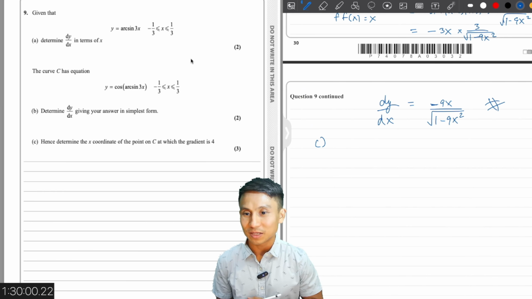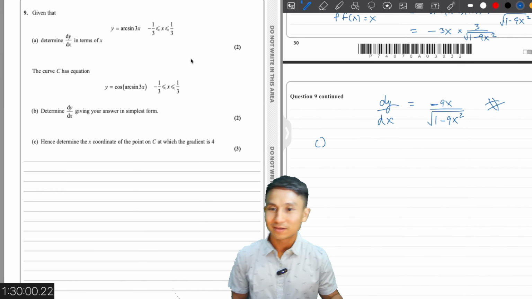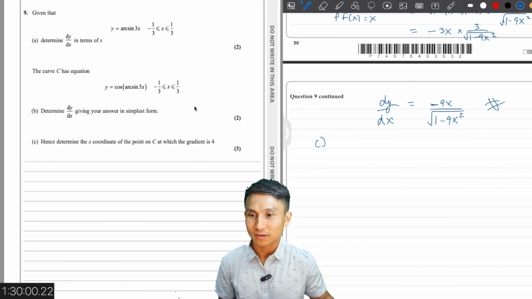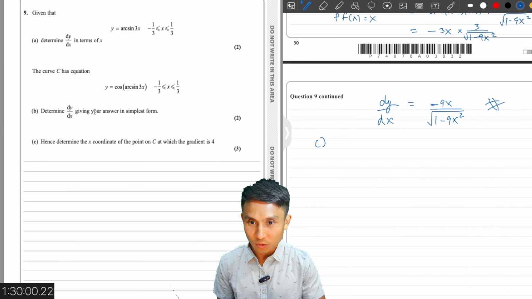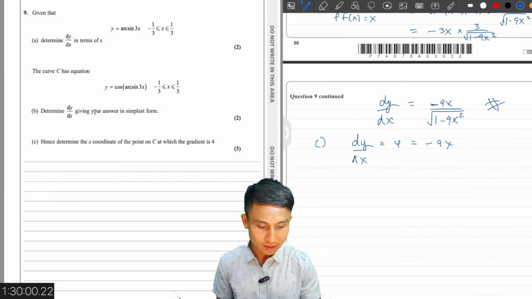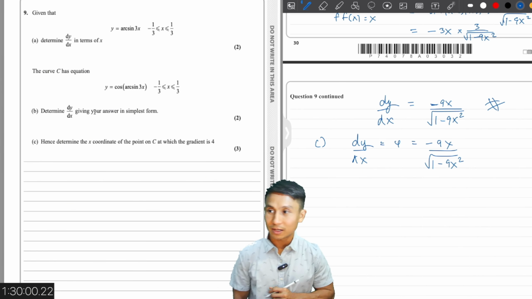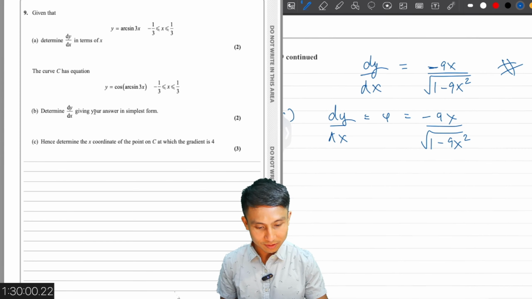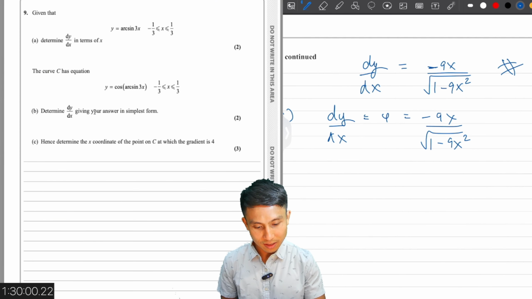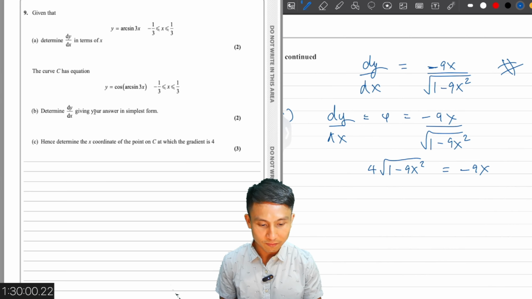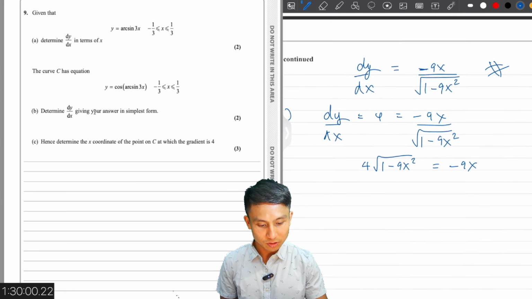Part C: hence determine the x coordinate of the point on C at which the gradient is 4. So C has this equation, so it's got to be from part B there. So we put dy by dx equals 4 equals minus 9x over that, and then we solve for the x coordinate. That's not hard. So we're going to move that to this, and we have this. And then I'm just going to square both sides.